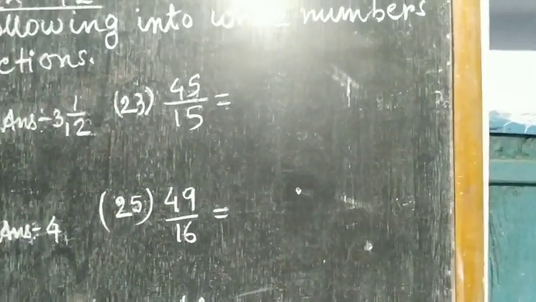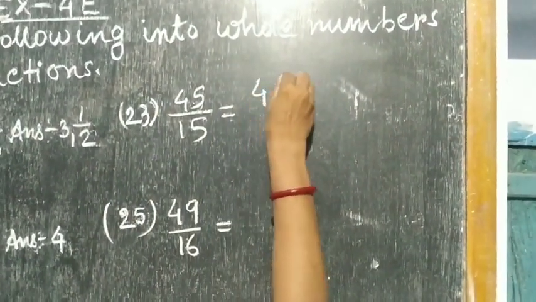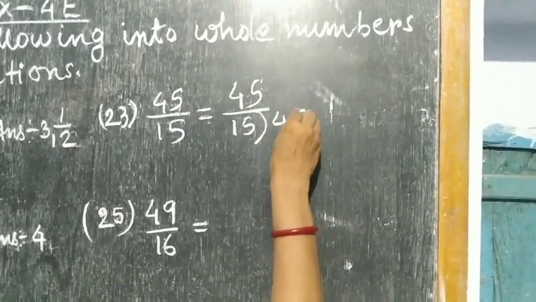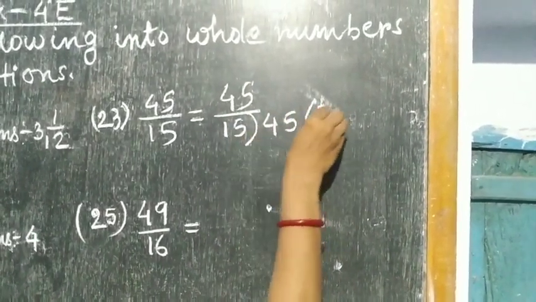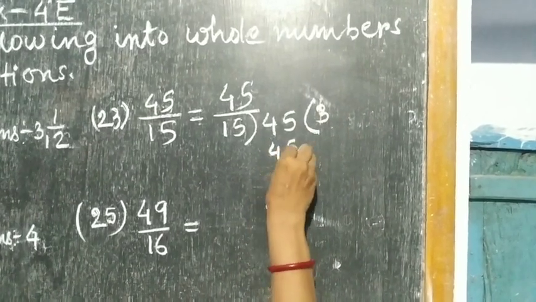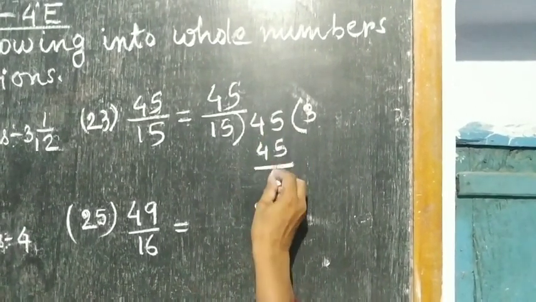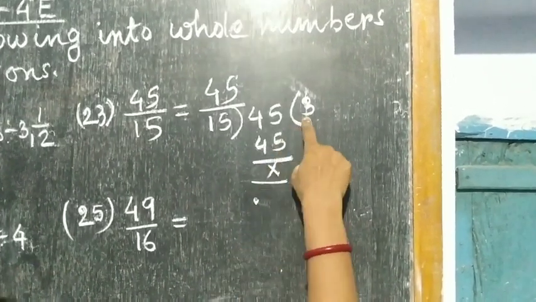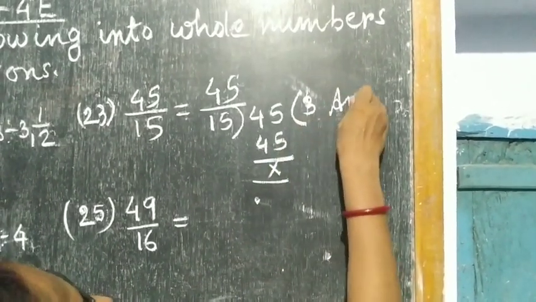Next, sum number 23, 45 by 15. Now children, divide 45 by 15. So 15 3s are 45. 45 minus 45, 0, or you may put cross. Now this 3 is a whole number.